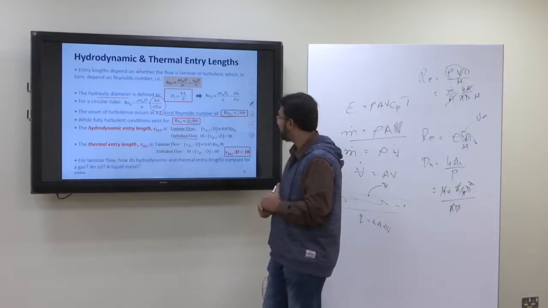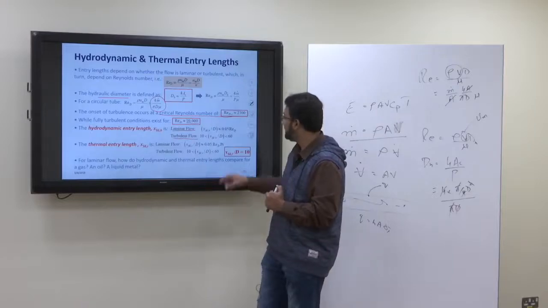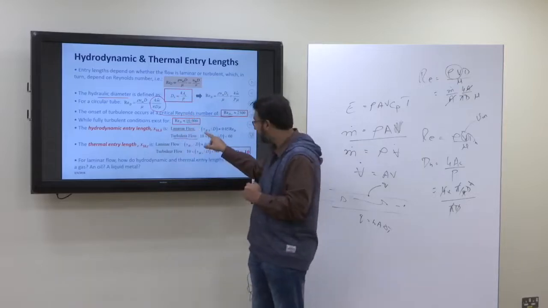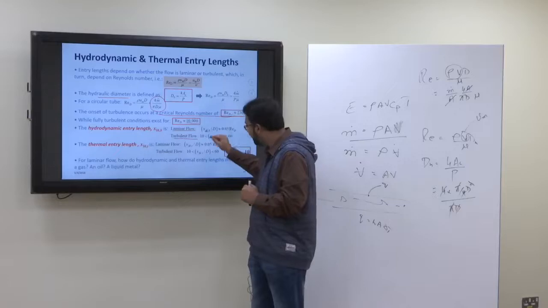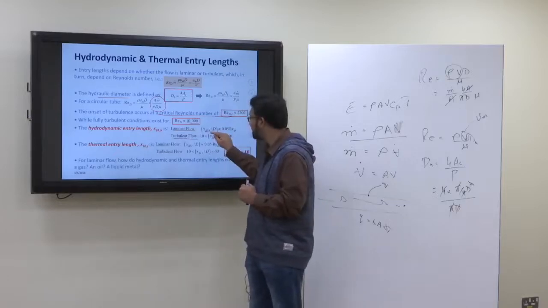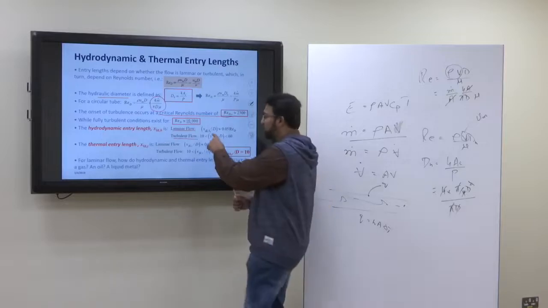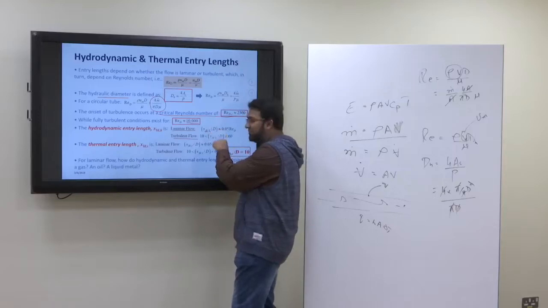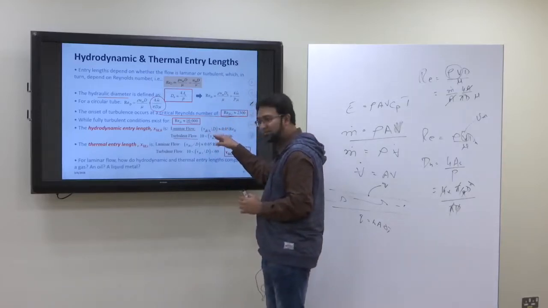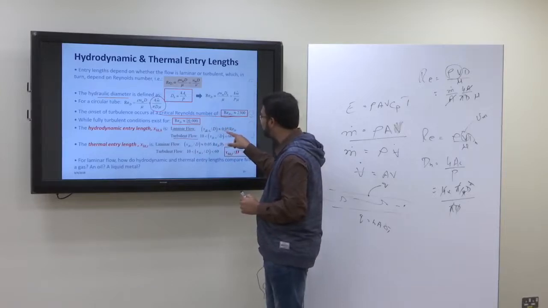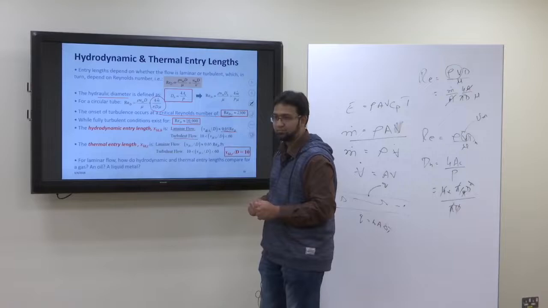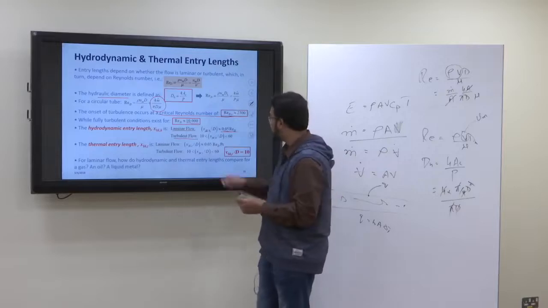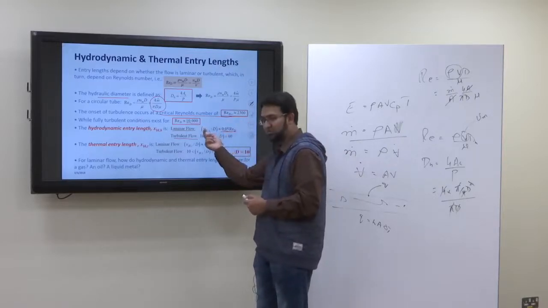Okay. For laminar flow, that length has a formula. x is the length, x_FD,H, where H means hydrodynamic. That means this is the length for fully developed flow for the hydrodynamic case. x_FD,H divided by D is approximately equal to 0.05 times the Reynolds number. So if you know the Reynolds number, multiplied by 0.05 and by the diameter, you will get this length.